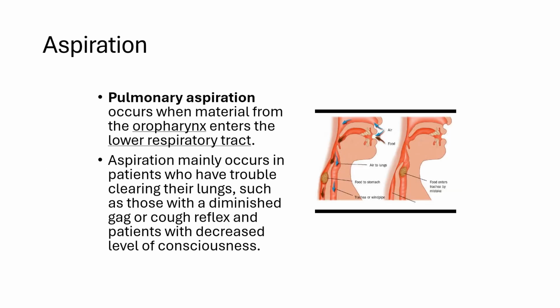Aspiration. So this is where I was talking about how a patient can aspirate. You have pulmonary aspiration, and once again, I've got this picture here where you can see air in the lungs is supposed to go down the trachea, food is supposed to go down the esophagus. But sometimes that food can end up going down the trachea, which causes this pulmonary aspiration. It occurs when material from the oropharynx enters the lower respiratory tract. Aspiration mainly occurs in patients who have trouble clearing their lungs, such as those with diminished gag or cough reflex, and patients with decreased level of consciousness.